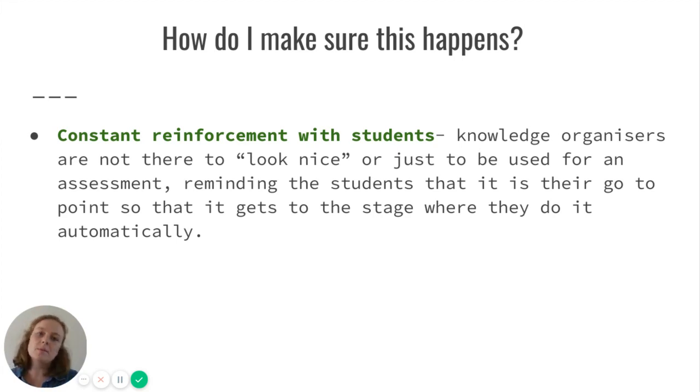It's not there to be supplemented from them learning the knowledge, it's to actually constantly reinforce it so it eventually gets embedded, and it's just being active with them rather than passive. It's not just having them there and occasionally using them for tests. It's to try and use it throughout their lessons and throughout their learning.